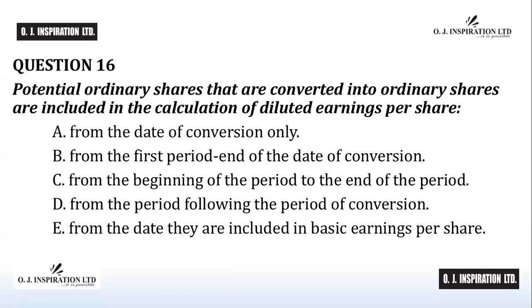Question number 16. Potential ordinary shares that are converted into ordinary shares are included in the calculation of diluted earnings per share: A, from the date of conversion only. B, from the first period end of the date of conversion. C, from the beginning of the period to the end of the period. D, from the period following the period of conversion. E, from the date they are included in basic earnings per share.